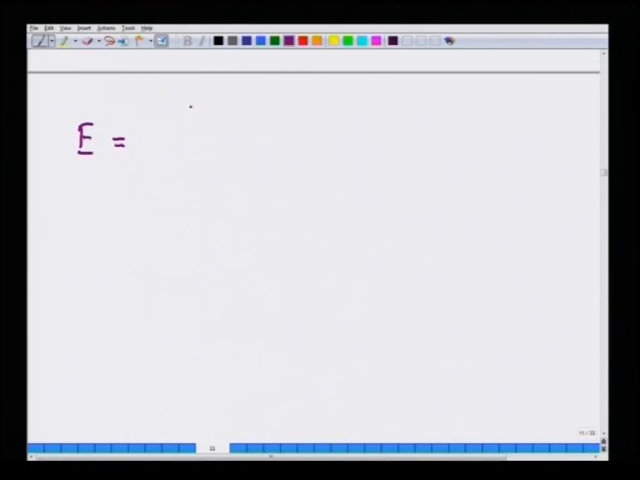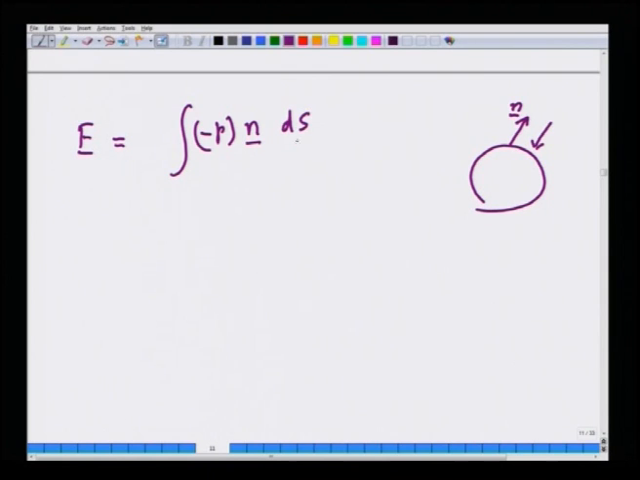The force on the object is only due to the pressure force. The pressure exerted by the fluid on the surface acts inward, because if the outward unit normal is n, the pressure acts in the direction of minus n. So, ds is nothing but r d theta. This is the force per unit length of the cylinder, because it is a long cylinder.